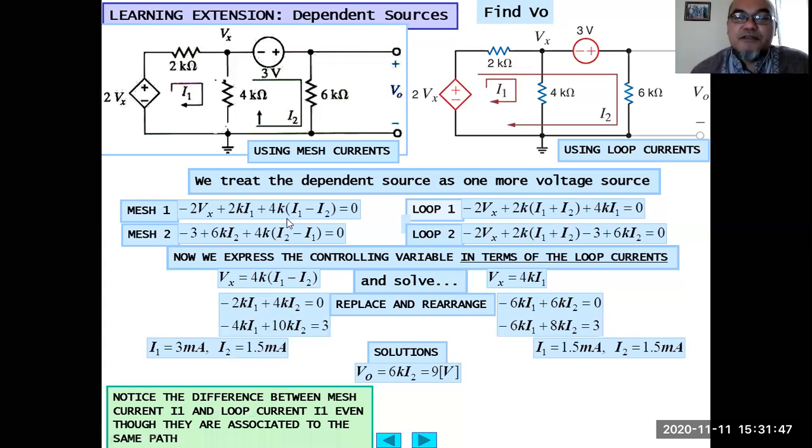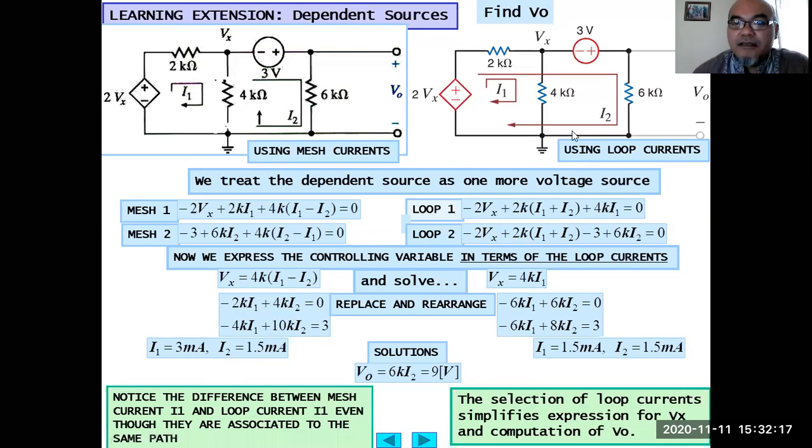Notice the difference between mesh current I1 and loop current I1, even though they are associated with the same path in these two methods. I1 here and I1 here are associated with the same path, going through the dependent 2Vx source, then the 2 kilo ohm resistor, and the 4 kilo ohm resistor. Similarly here, but we obtain different results for I1. In the left side method, we obtain 3 milliampere, while in the right side method, we obtain 1.5 milliampere.